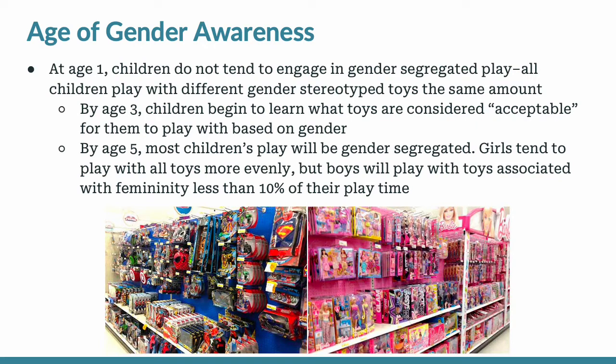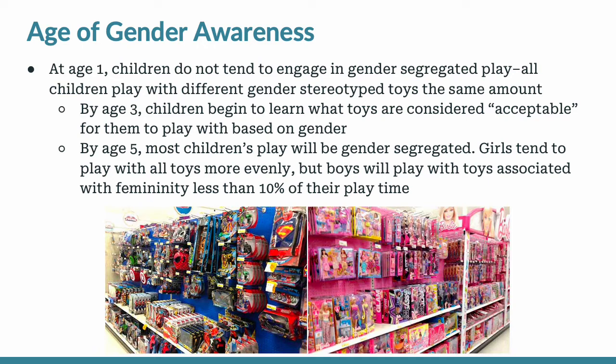A common question among students and many parents with children is, when do children become aware of gender? The answer to this might surprise you. It's younger than most people think. According to a recent study, at around age 1, children do not segregate their play by gender, meaning that all children will play with different gendered stereotype toys the same amount.